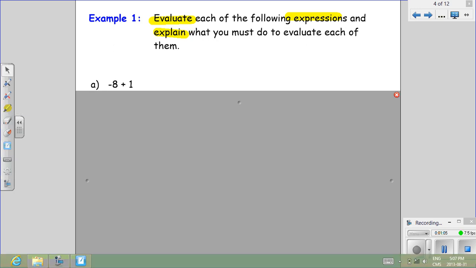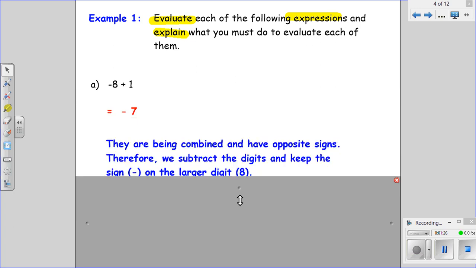Well, -8 + 1. We're combining the integers. The signs are opposites. So when I look at that, I have to think about the signs are opposites. That means I have to subtract them. So 8 take away 1 is going to give me 7. And the 8 is larger than 1, so we keep the sign, and the answer is -7.